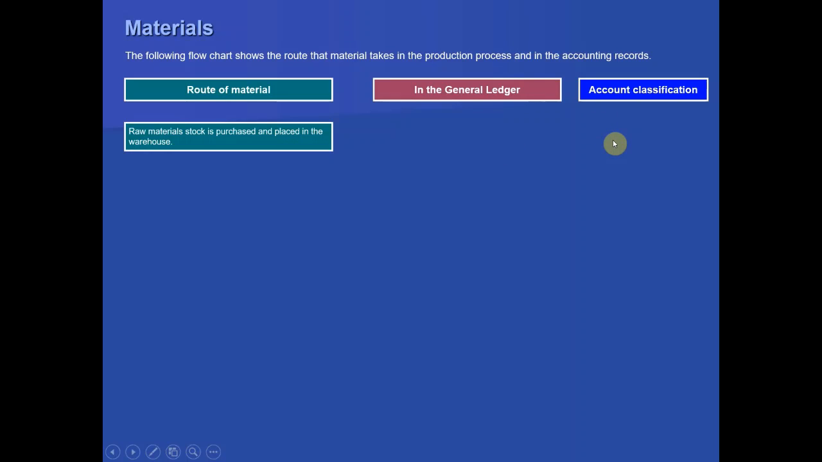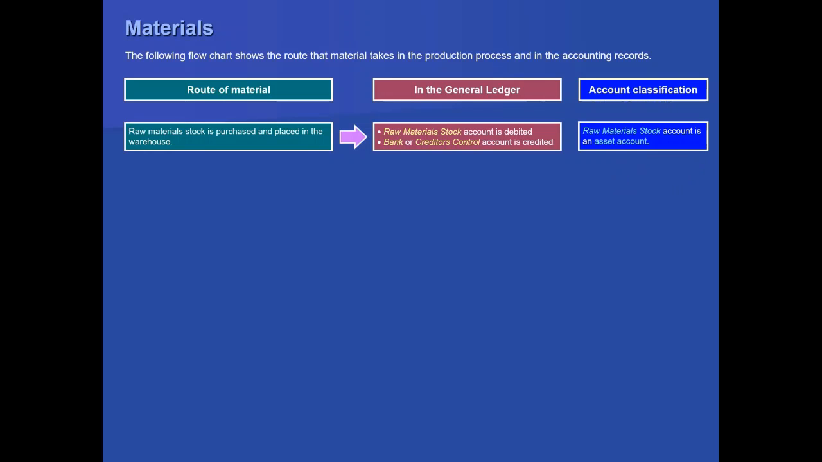So, how do we treat it in the general ledger? The raw material stock account is debited, which makes sense. It's an asset. Assets increase on the debit side. So debit raw material stock. And then bank or creditors control account will be credited. As already indicated, the account classification of this raw material stock is that it is an asset, because that is now our raw material, so it's our possession.